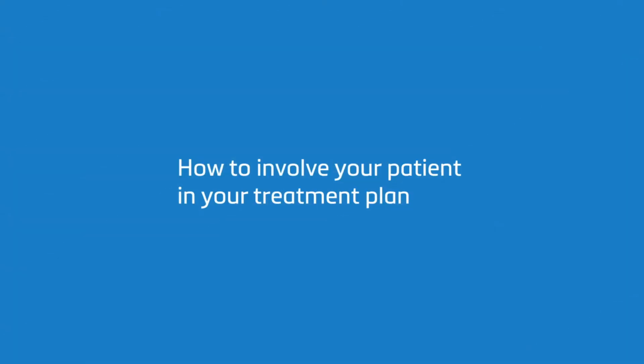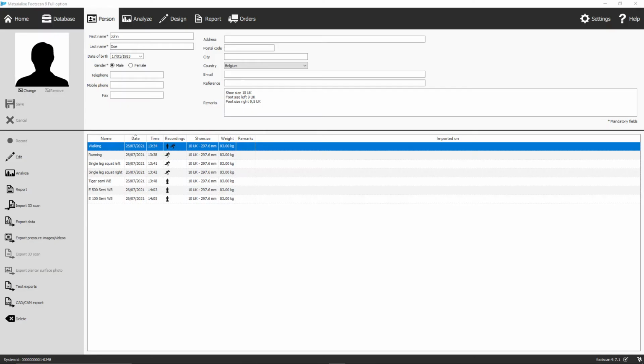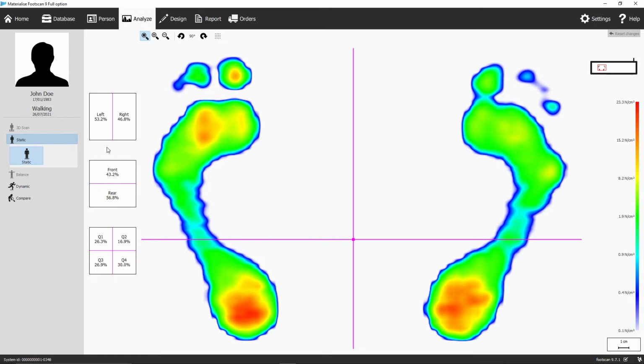How to involve your patient in your treatment plan. Depending on which protocols you did for the patient, you'll find the different measurement results on the left side of the Analyze screen. The static scan is an easy way to give essential feedback to your customer.